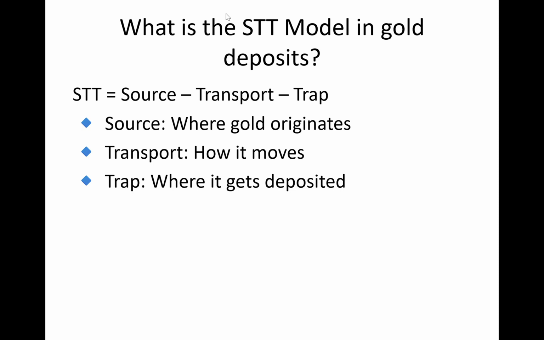Okay, let's jump in and unpack how these three components, source, transport, and trap, work together to form the world's richest gold deposits. The biggest gold deposits tend to occur when a large gold source, efficient transport pathway, and effective trapping mechanism coincide in time and space. So I will break down the STT model into its three components and discuss how each operates in a gold depositing system.